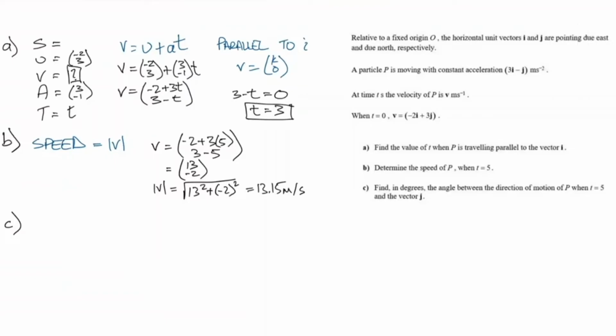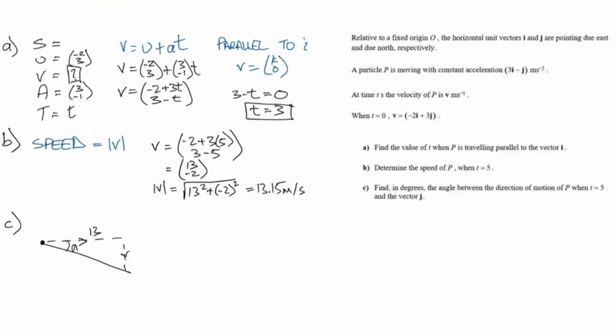Part C, we're asked to find in degrees the angle between the direction of motion of p when t equals 5 and the vector j. So we're actually being asked to find the angle between the velocity vector we just found in part B and the vertical unit vector. I'm going to draw a quick diagram just to make sure all of this comes out correct. So the vector we're working with is 13 to the right and down by 2. So it's this diagonal line.